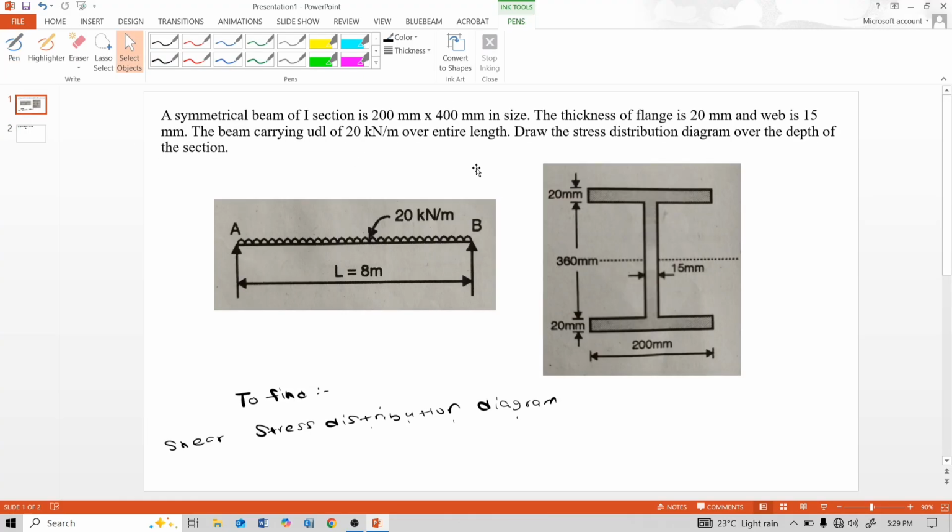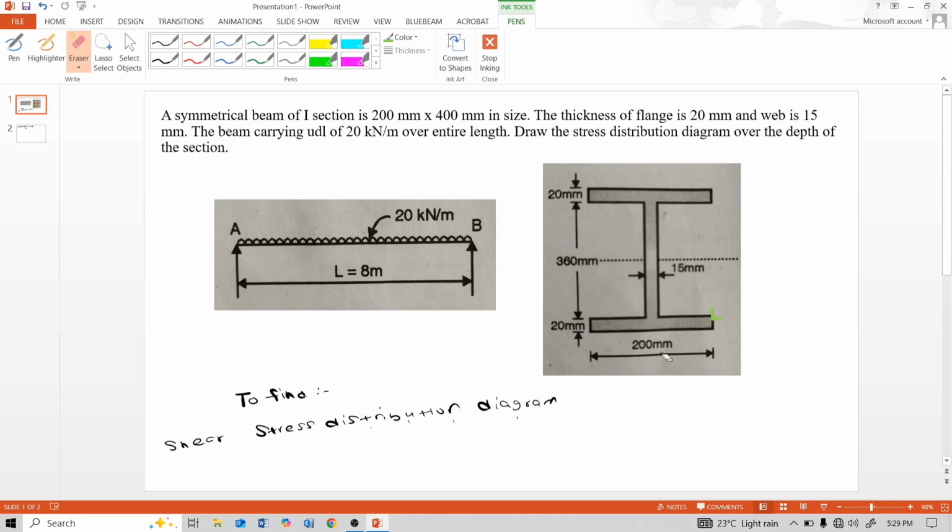Why don't we use this formula? See, because this section is symmetrical about the x-axis. The upside of this x-axis and the downside of this x-axis are both symmetrical. And this section is also symmetrical about the vertical axis. The left side of this vertical axis and the right side of this vertical axis are both symmetrical. Due to symmetry, we don't use this formula.